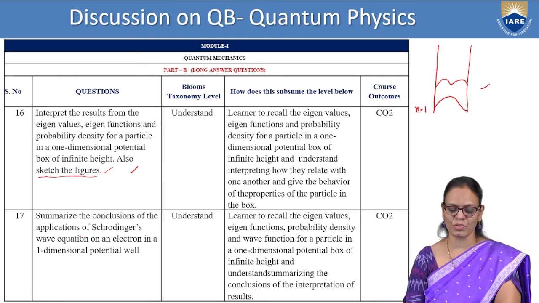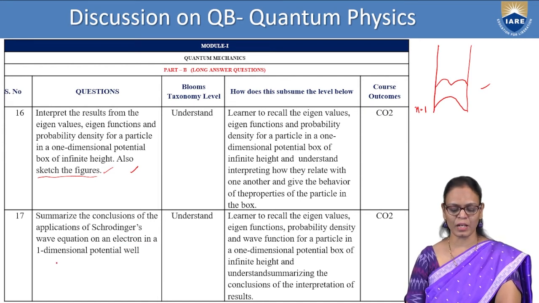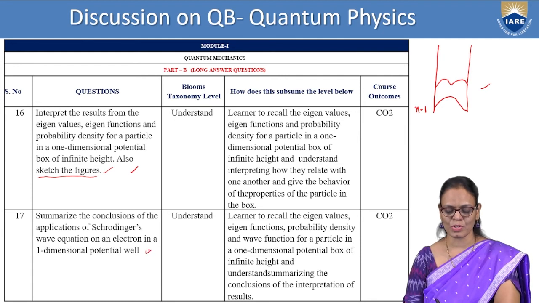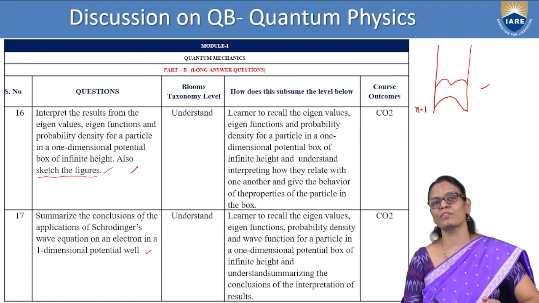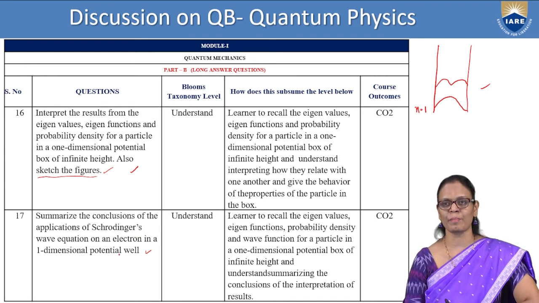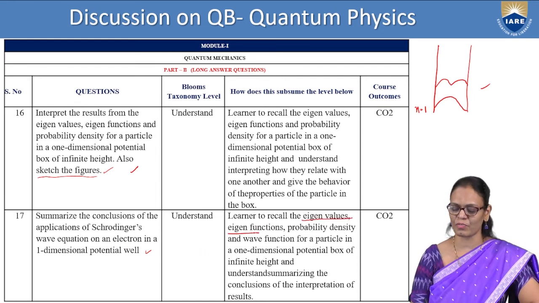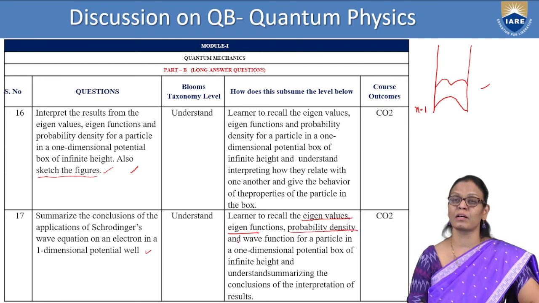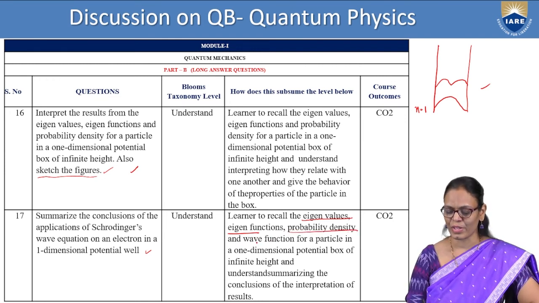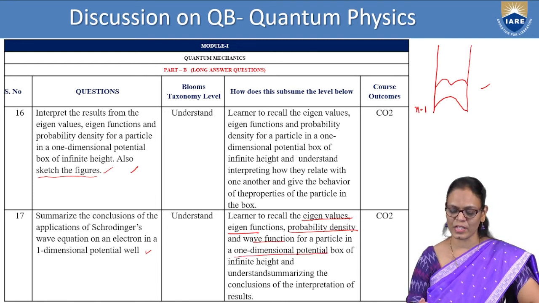Then summarize the conclusions of the applications of Schrodinger's wave equation on an electron in a one-dimensional potential well. So what are the conclusions that we are drawing from the Schrodinger wave equation on an electron in a one-dimensional potential well? So you will have to summarize everything, what we have to recall, what we have done for the eigenvalues, eigenfunction, then probability density of the wave function, and then how we applied it for a one-dimensional potential box. So we'll have to understand everything and then summarize them.